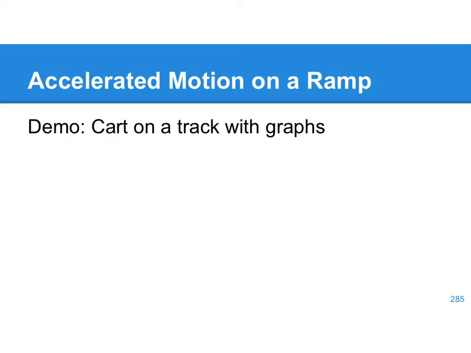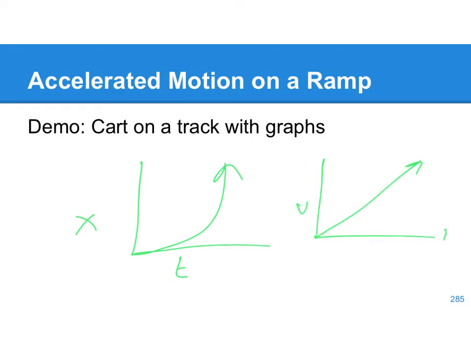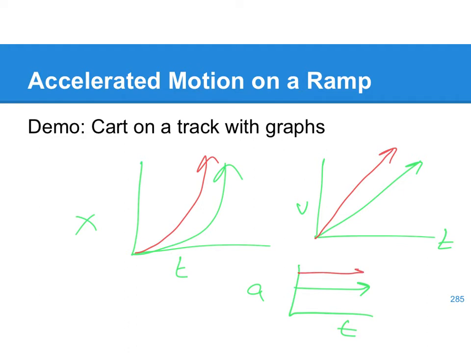So I did the demo, or I just talked through the demo, cart on the track. If I were to graph it, all my position versus time graphs are going to be exponential. All my velocity versus time graphs are going to be linear. And all my acceleration versus time graphs are going to be horizontal. But when I start to increase the ramp itself, they'll be exponential faster. There'll be a greater slope for velocity. It'll be a higher acceleration.